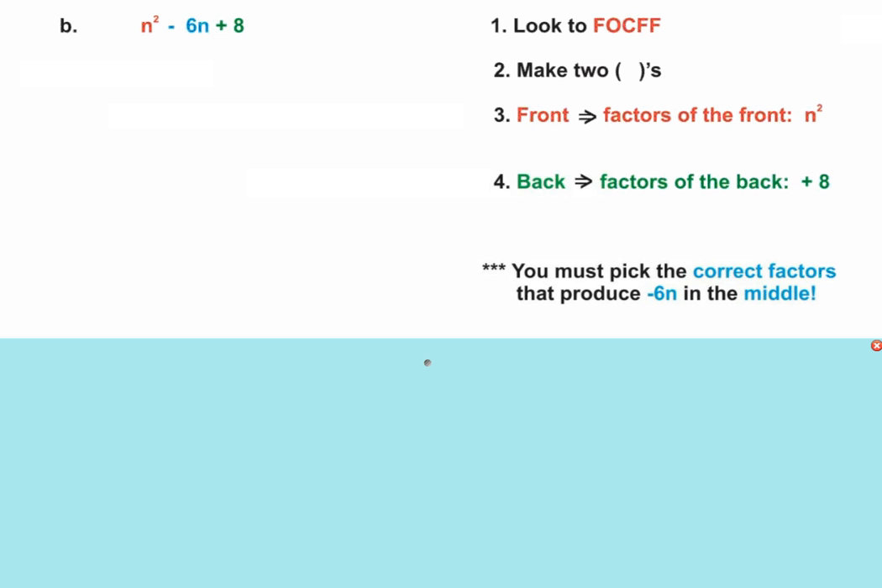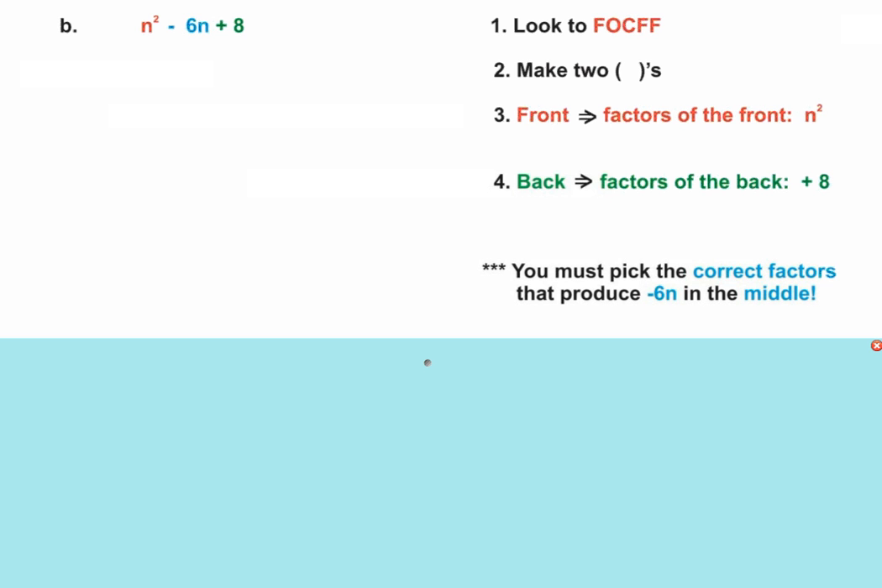So example B, n squared minus 6n plus 8. First thing you got to have in your brain, by the way, the right-hand side are your thoughts. The right-hand side is what you're supposed to be thinking. So first thought should be factor out common factors first. Are there any? None, but you did check.